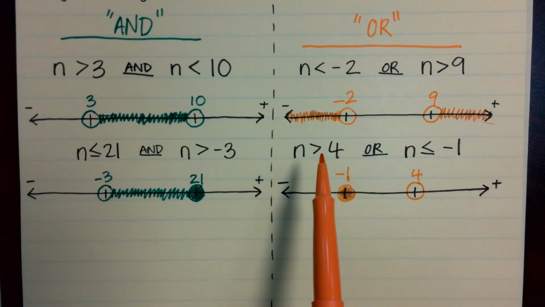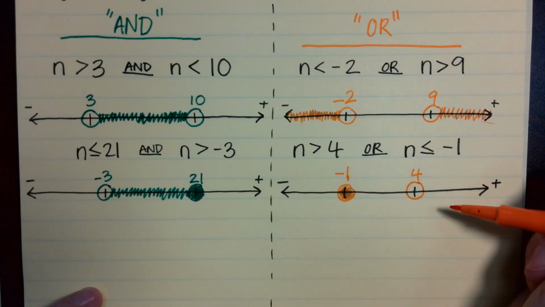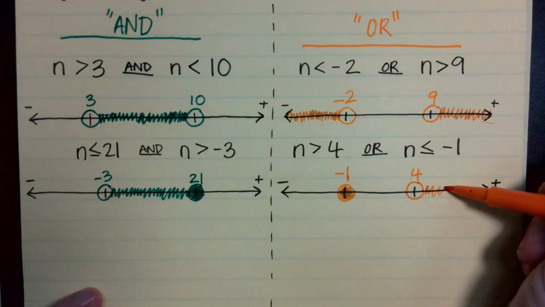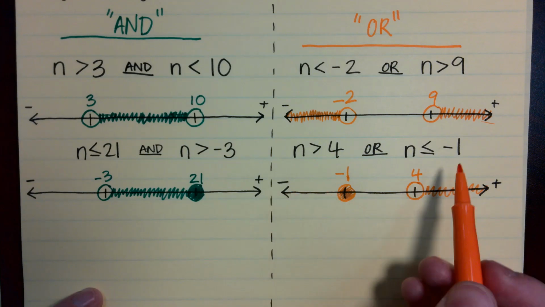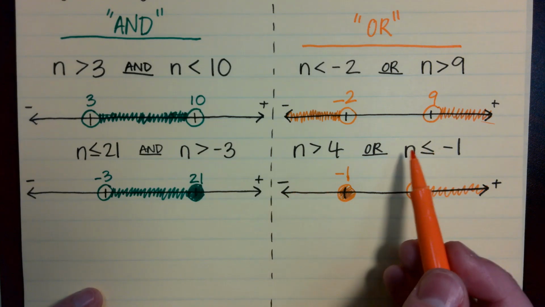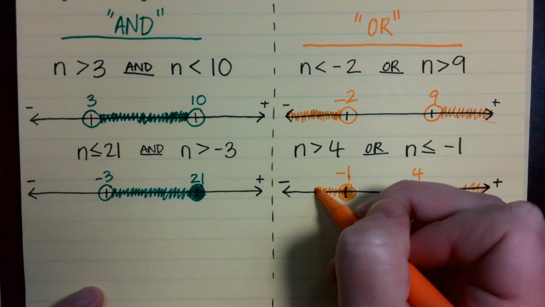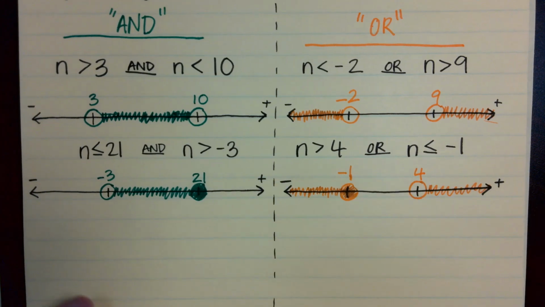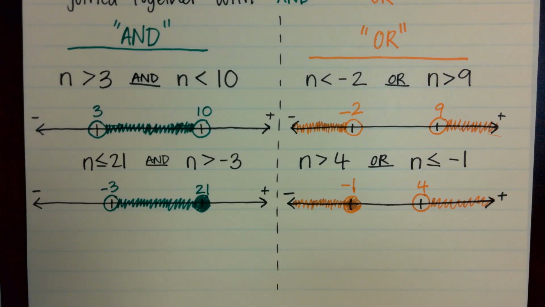Okay, now let's look at our directions. n is greater than 4. What direction of 4? To the right. And we know we're doing an OR, so we're going to look here. It shows us that we're going to the left where numbers are less than -1. All right. So there's a couple of examples. That's not so bad, is it? It's really not. It's not too bad.